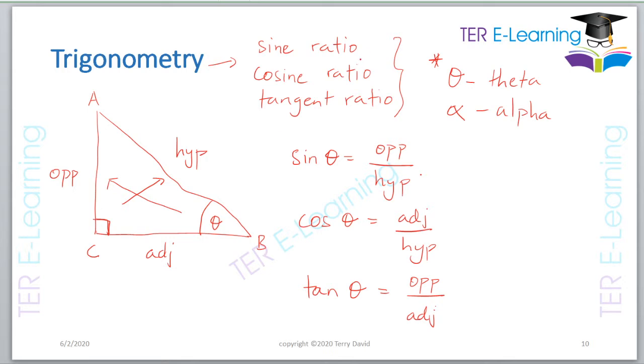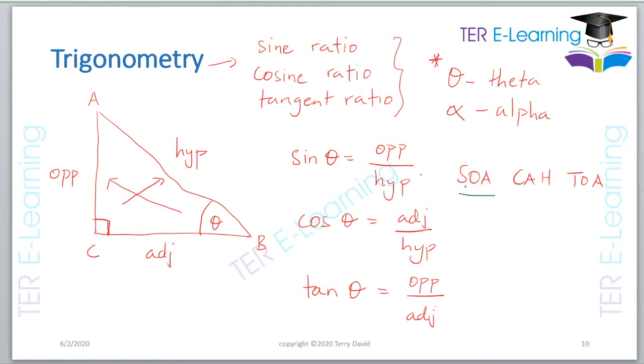So first things first, we need a way for us to remember each of these formulas. So all I use is this. We say SOH, CAH, TOA. This is what I use. Some of you may have something different in school, but this is something I use. So look at this first thing here.